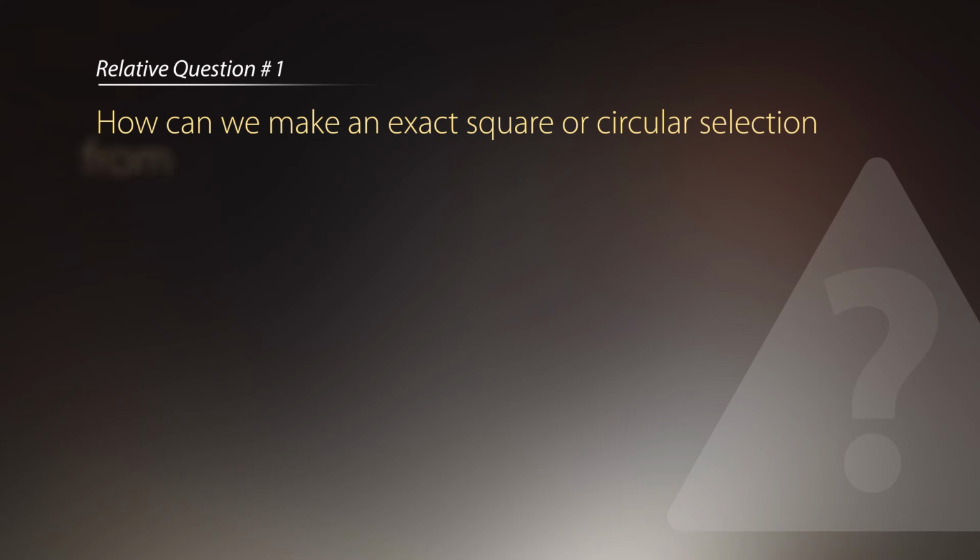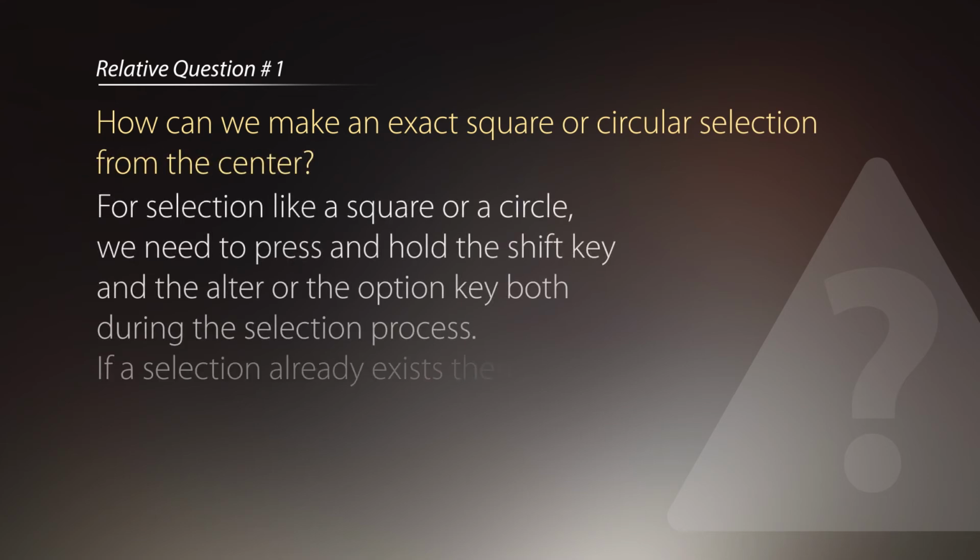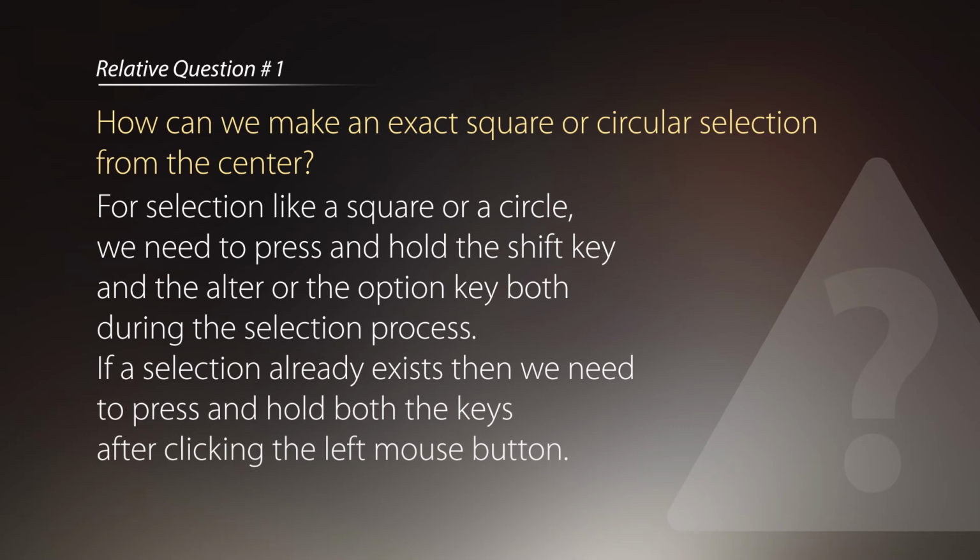Now let's talk about a few related questions. So the first question is, how can we make an exact square or circular selection from the center? For selection like a square or a circle, we need to press and hold the Shift key and the Alt or the Option key both during the selection process. If a selection already exists, then we need to press and hold both the keys after clicking the left mouse button.